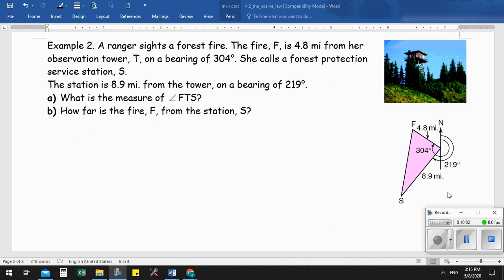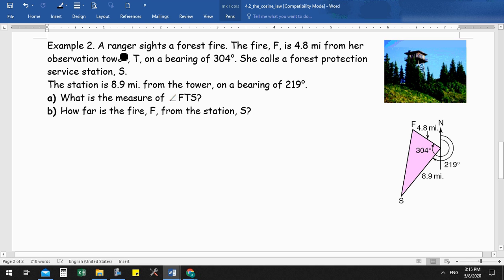Then the next question is a word question. It says a ranger sees a forest fire. So this is a fire here. The fire F is 4.8 miles from her observation tower. So this one is a tower, and this is a point T.